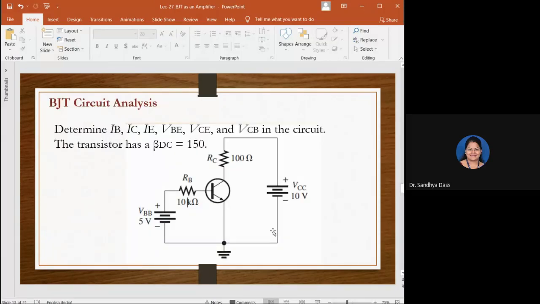Okay. Can you take this problem? Try to solve this. Determine base current, collector current, emitter current, VBE, VCE, and VCB in the circuit. It is given that the beta of this particular transistor is 150.